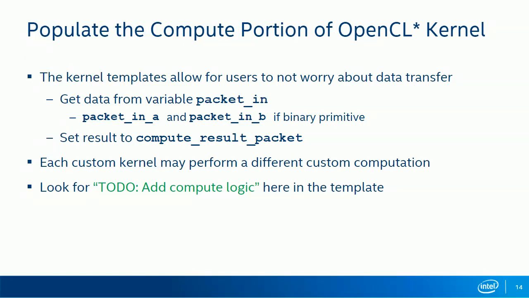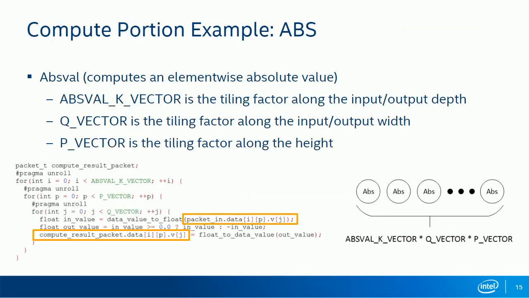Next, you'll need to populate the compute portion of the OpenCL kernel. This is the custom part. The kernel template is built for you to not worry about data transfers. The input data is already located in the variable packetIn for unary operations, and packetIn-A and packetIn-B for binary operators. You'll need to assign your computed result to compute result packet. To find a place in the OpenCL code to add the compute, look for to-do, add compute logic in the generated OpenCL code. Here's an example of the compute portion of an absolute value unary element-wise operation.